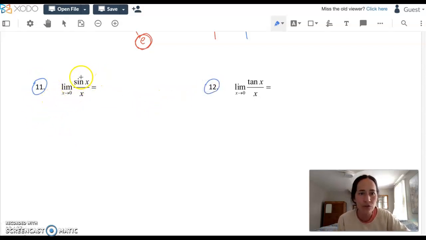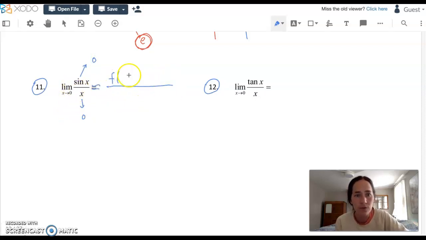Same deal. If I do a direct plug-in, sine of 0 is 0, and 0 itself is also 0. There should be an answer to this. Same exact setup. Let's make this roughly equal to two numbers that are symmetrically really close to right around 0. So f of negative 0.001, f of positive 0.001 over 2. Maybe pause the video and try this one.